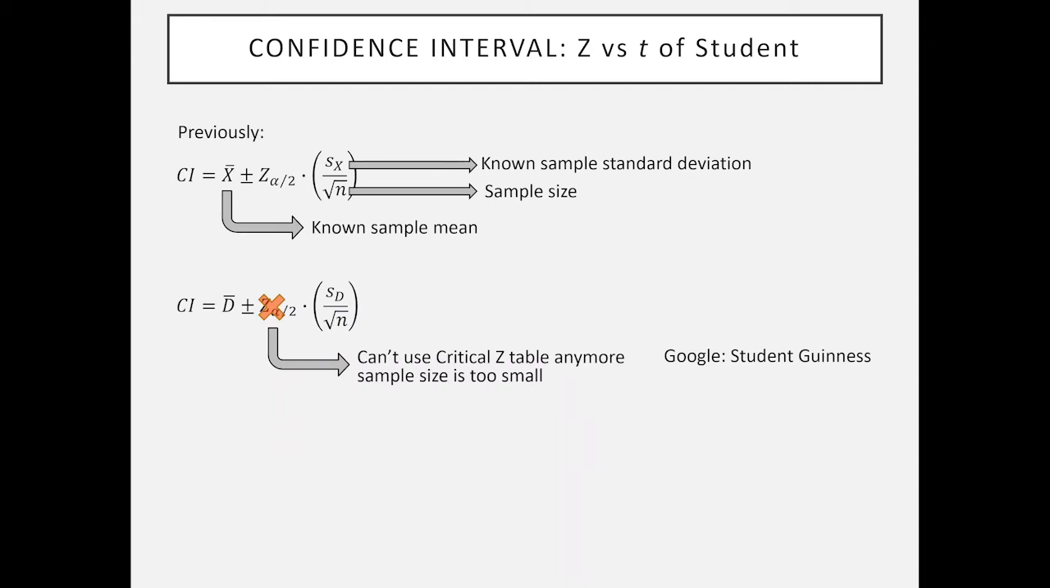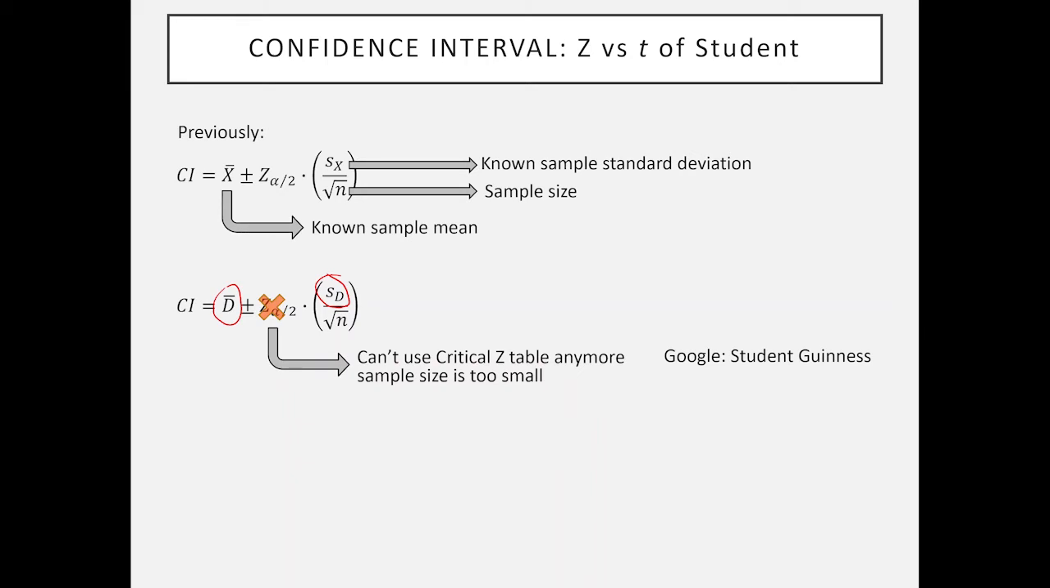In effect, what we've got to estimate is two parameters here, the mean and the sample standard deviation. Well, we're using the sample standard deviation as an estimator for the population standard deviation. It was a statistician, a brewmaster at Guinness.